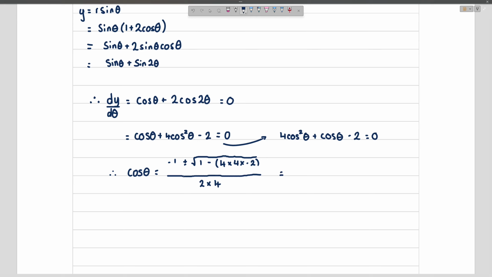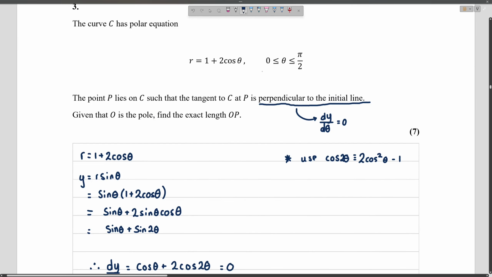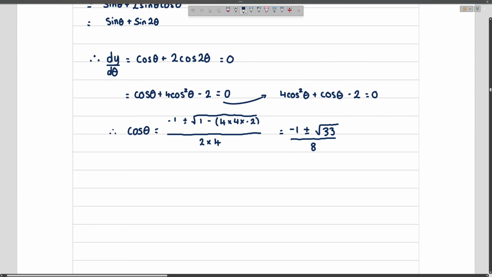What do we get? We get -1 plus or minus the square root here of 1 minus 4 times -2. So this here is, 4 times 4 is 16, times that by -2, that's -32. 1 minus -32 gives me a square root there of 33. And this here is all over 8. Now, because theta here is between 0 and pi over 2, we just take the positive solution here.